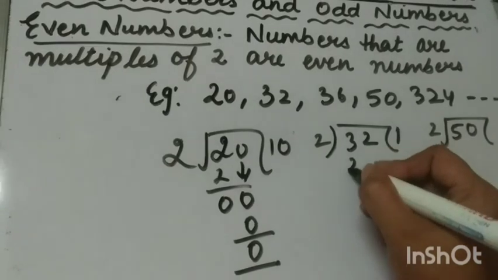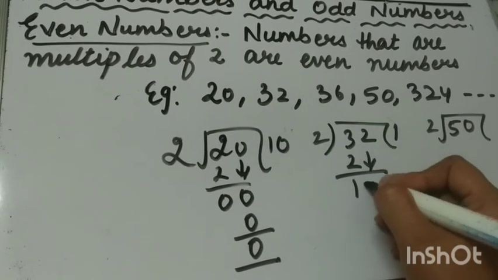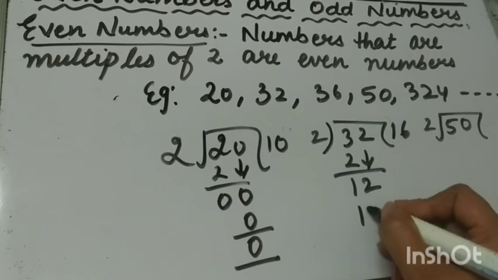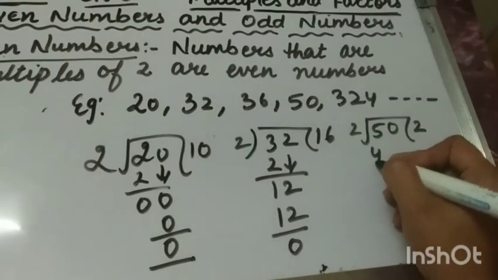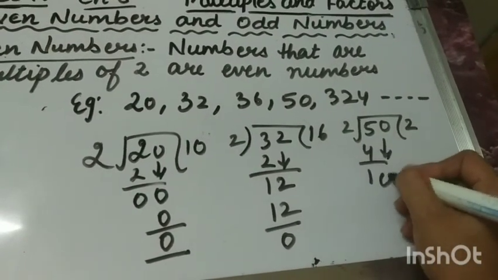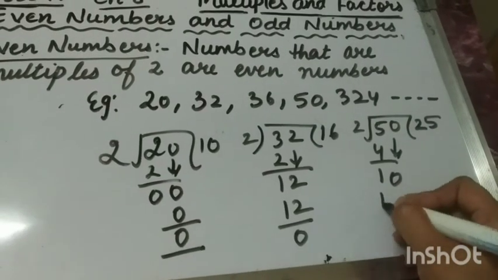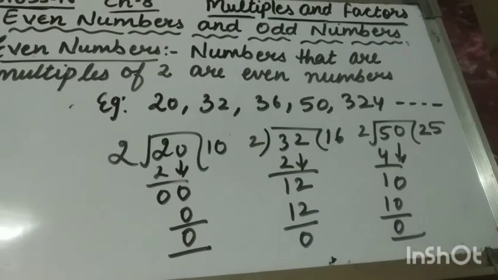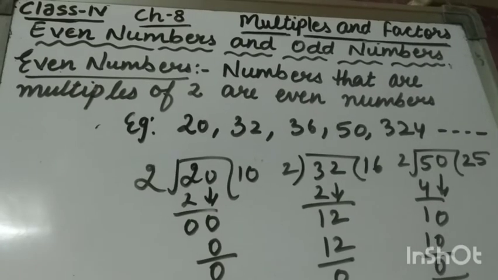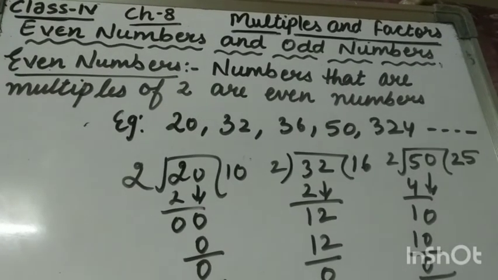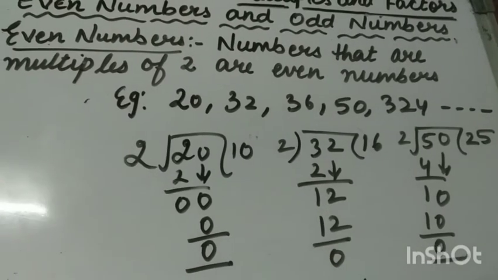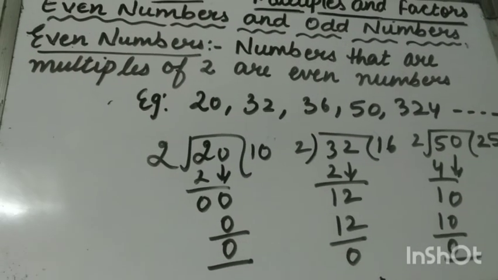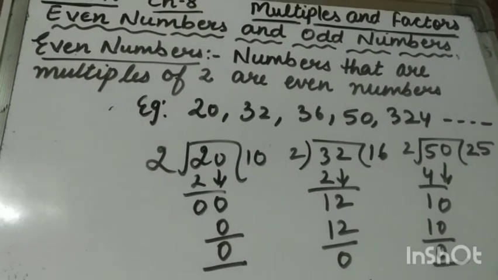2 ones are 2, 1, bring this 2 down, 2 sixes are 12, remainder is 0. 2 twos are 4, 1, bring this 0 down, 2 fives are 10, remainder is 0. Okay, so when these numbers were divided by 2, the remainder was 0 in all these cases. So numbers that are multiples of 2 are called even numbers.